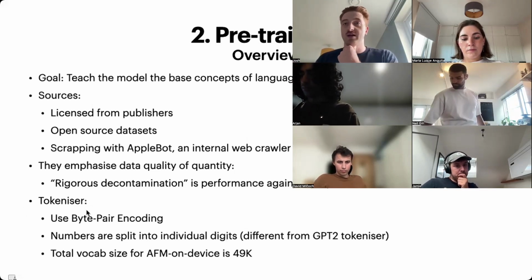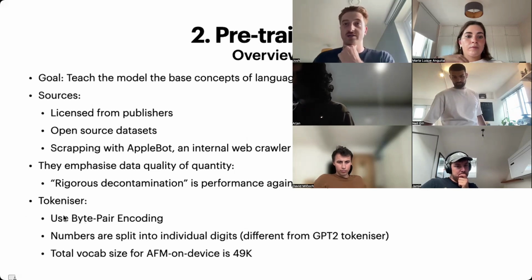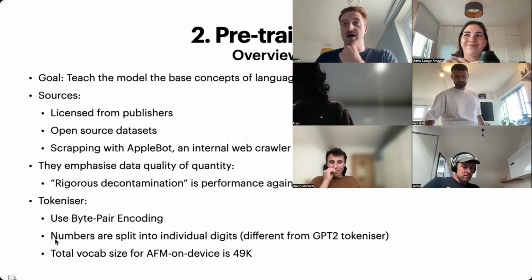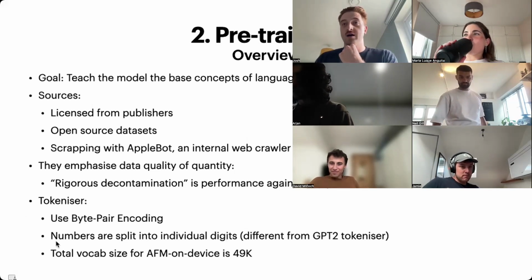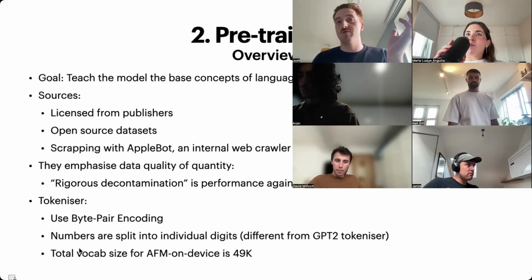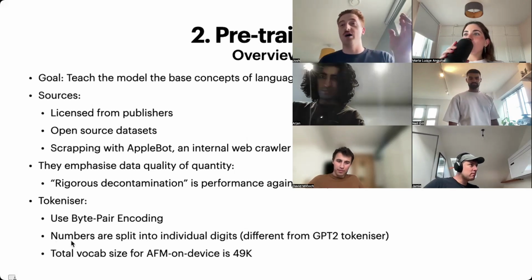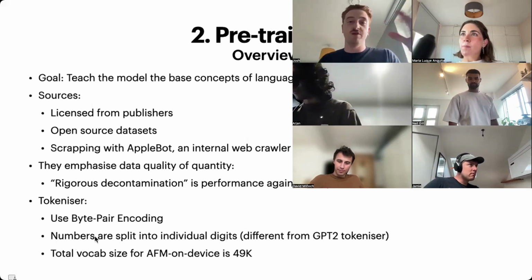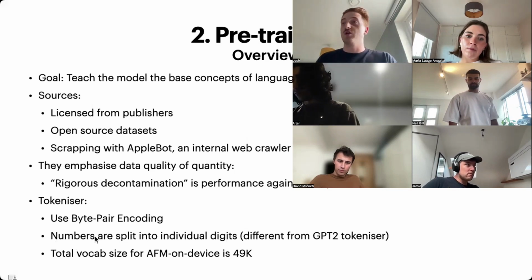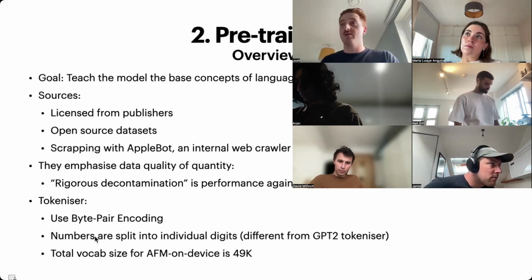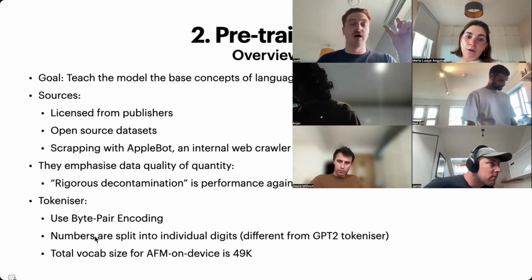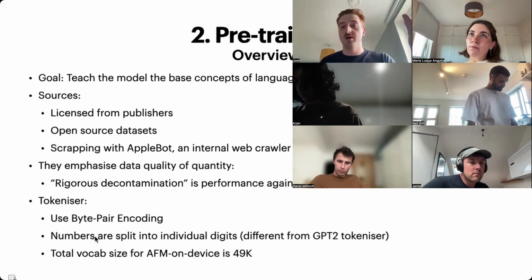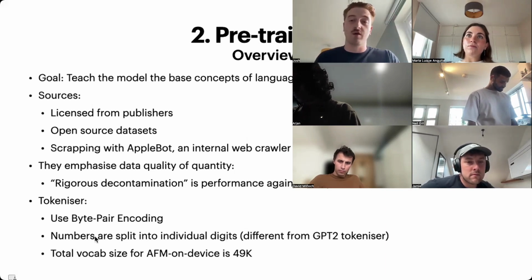The tokenizer is pretty standard as well. It's byte-pair encoding. Shout out to Edinburgh. One interesting quirk of the tokenizer that I wanted to highlight is that they split their numbers into individual digits, which is different to what the GPT-2 tokenizer does, which learns tokens for common numbers. So like the number 10,000 would have a token assigned to it. Whereas in this case, they point this out.